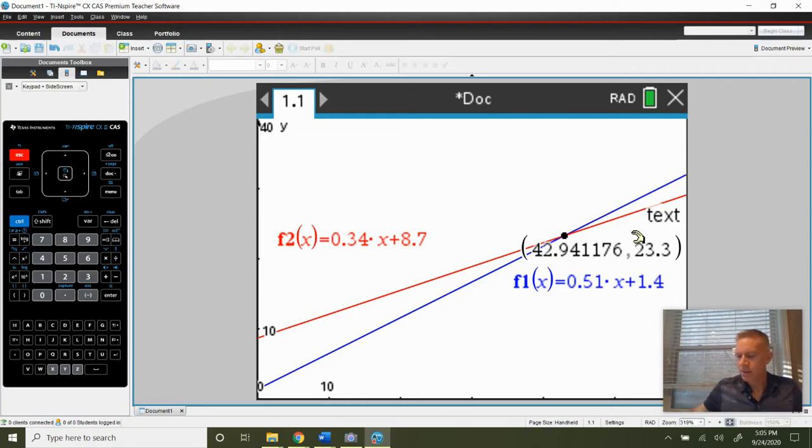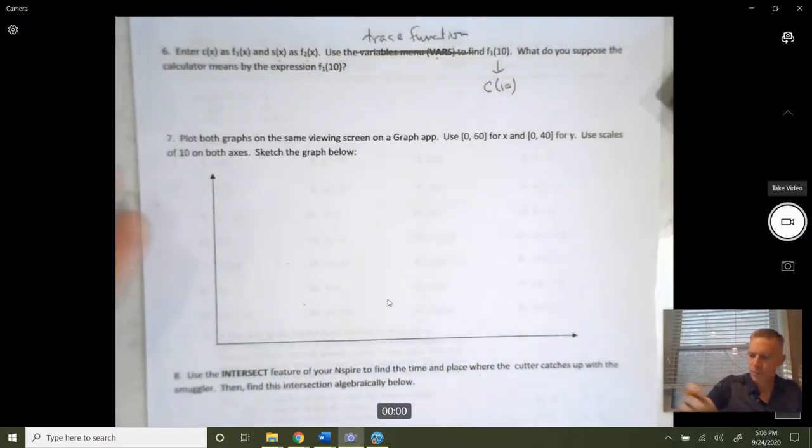So let's go back to our worksheet. That means your x value is 42.94, your y value is 23.3. So what does that mean? Well, 42.94, that's your x, the number of minutes since the pursuit began. So after almost 43 minutes, after 42.94 minutes, the cutter has caught up with the smuggler, and they are 23.3 miles from the radar station. Let's go back here and we'll finish this.